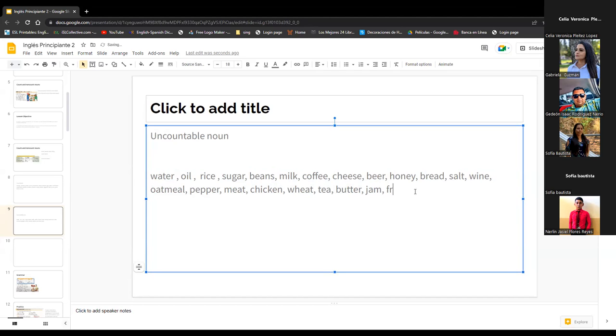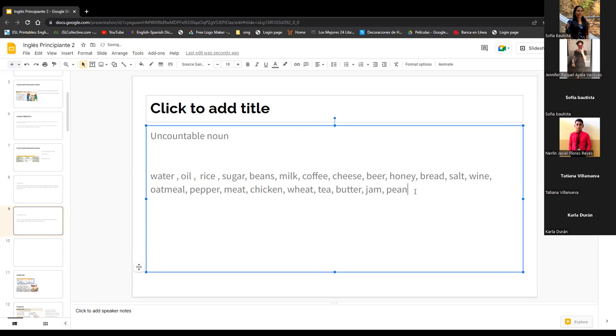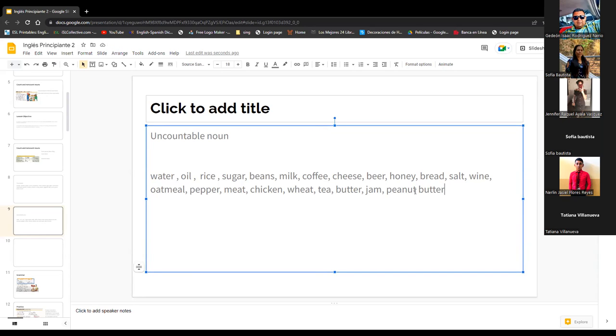Fruits, but we can count fruits, right? Like probably fruits in general, but we can count fruit. That's what you were saying, right? The peanut butter? Peanut butter. ¿Qué es peanut butter? What is that? Mantequilla de maní, exactly. Do you like peanut butter? Yes, I like. Okay, very good.